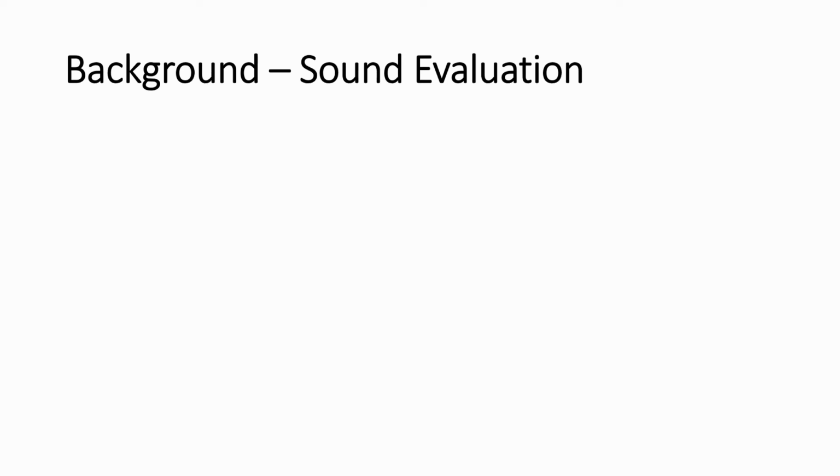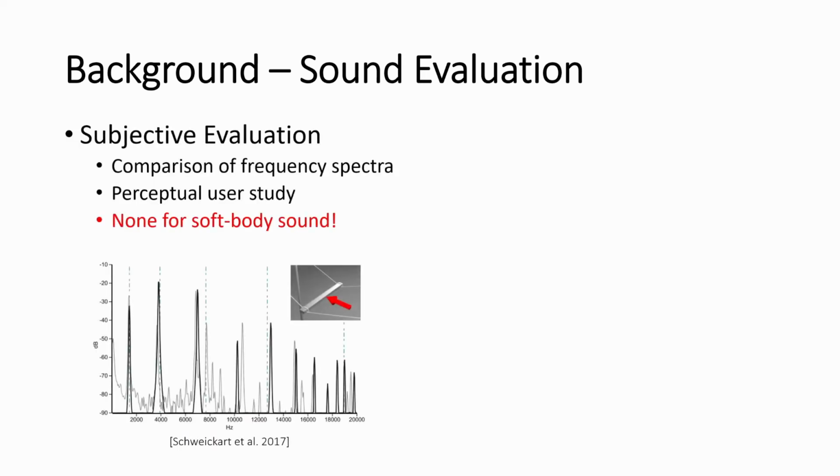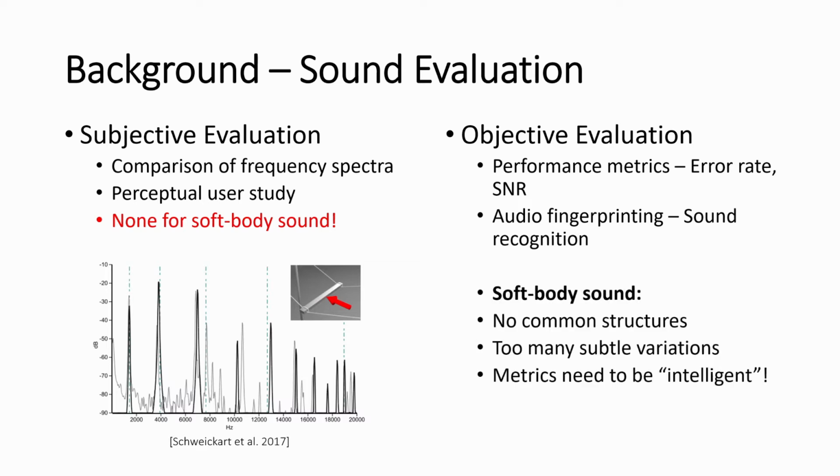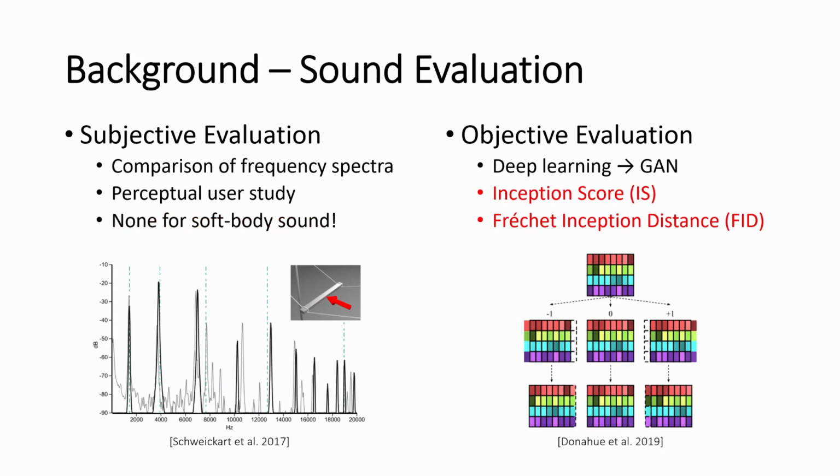In terms of sound evaluation techniques, normally for rigid bodies, this is done by comparing the spectrogram or using perceptual user studies. There are also several objective metrics such as error rate and signal-to-noise ratio to measure the quantitative properties. However, as soft body sounds usually have no common structures, these metrics won't be very effective. To find a viable solution, we look at using deep learning technologies such as the inception score, or IS, and Fréchet inception distance, or FID, borrowed from the assessment of generative adversarial networks, which can precisely capture the characteristics of the audio.